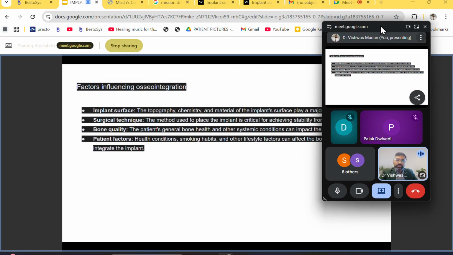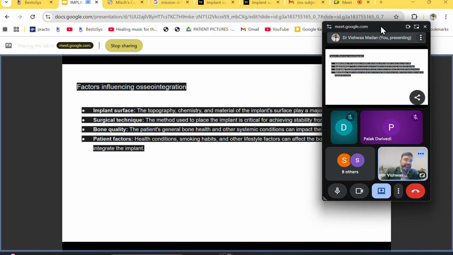Then there are so many factors about implants: the surface of the implants, which we will talk about, the chemistry, the material, the type of implant, the screw, the pitch of the implants, and the surgical technique, which we are going to teach you in the hands-on session on how to actually do the implant surgery, how to drill. All of this is going to determine what quality of integration is going to happen. The quality of the bone which the patient has.